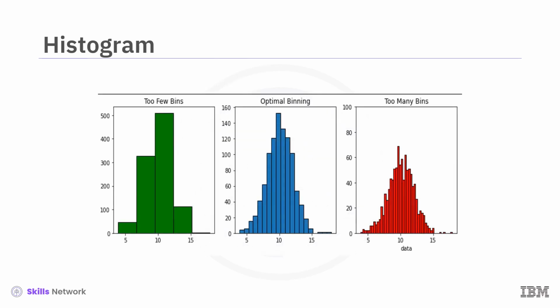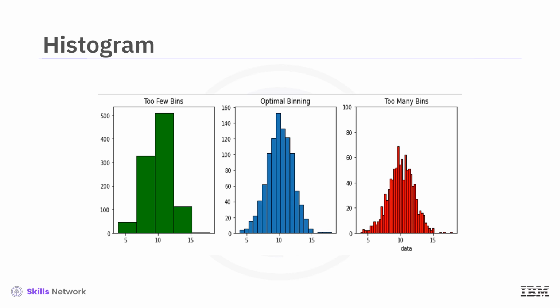Apart from issues with scale and inadequate labeling, be careful while choosing the bins to create a histogram. We have generated a random data set and created 3 histograms with 3 different binning options. Too few bins, 5, represented in green color, an optimal number of bins, 20, represented in blue, and too many bins, 50, the yellow one.